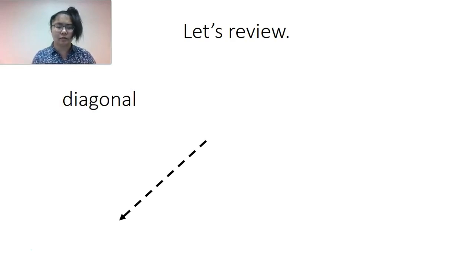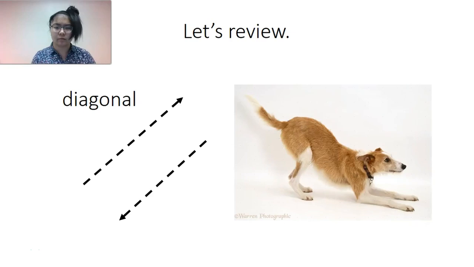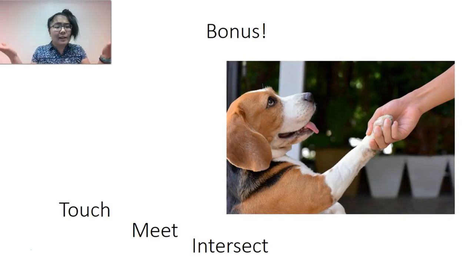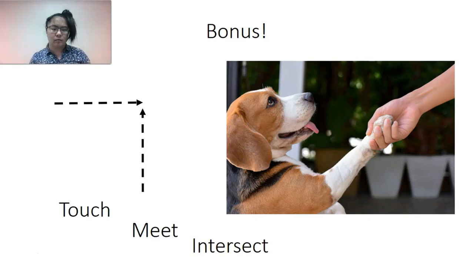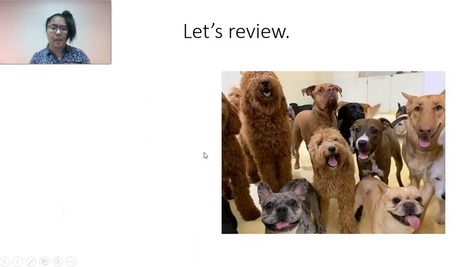We have diagonal. This dog is diagonal. And another extra word that we learned, touch, meet, or intersect. This dog is giving a handshake. So touch. So you'll hear this in instructions like, this line meets or touches this line. So, good. So these lines touch. These lines touch.